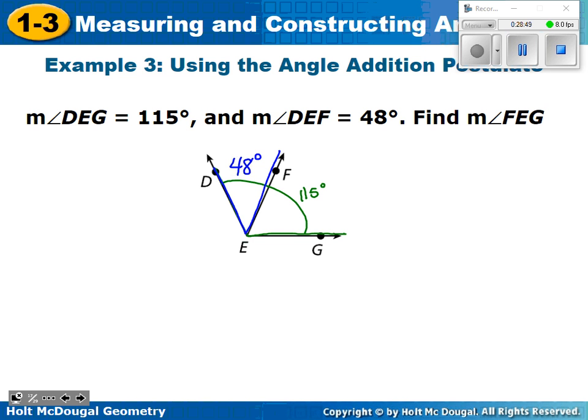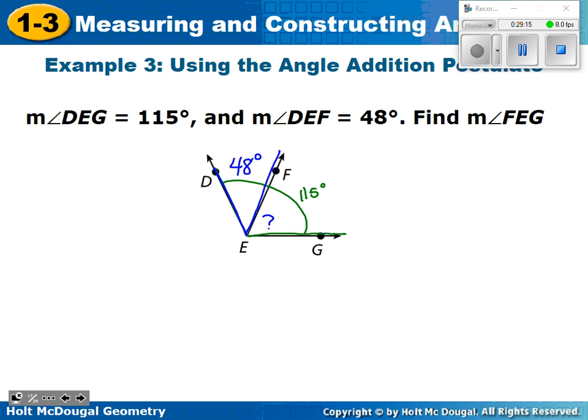Okay, they want you to find the measure of angle FEG. So that's asking you to find F to E to G, this other part, right? So what do you think we do? If I add, that would be saying that this little part would be the whole thing plus this part. Okay? Exactly. So we need to subtract.